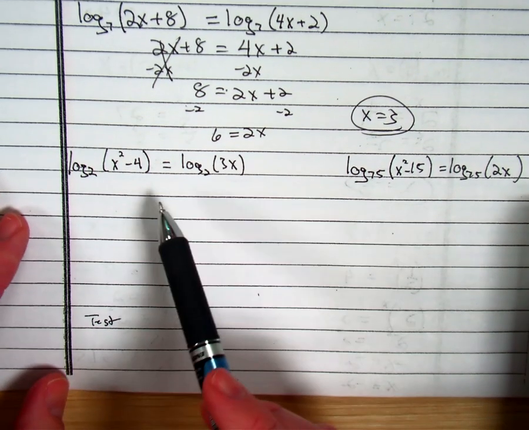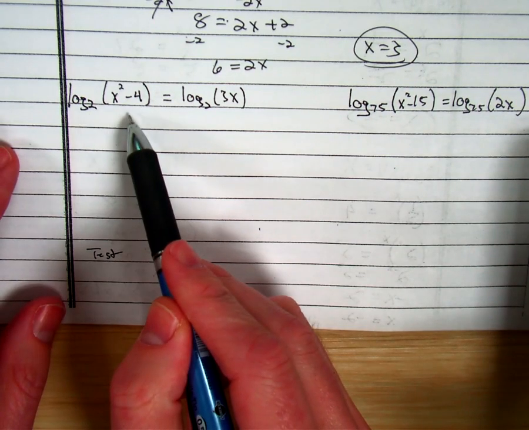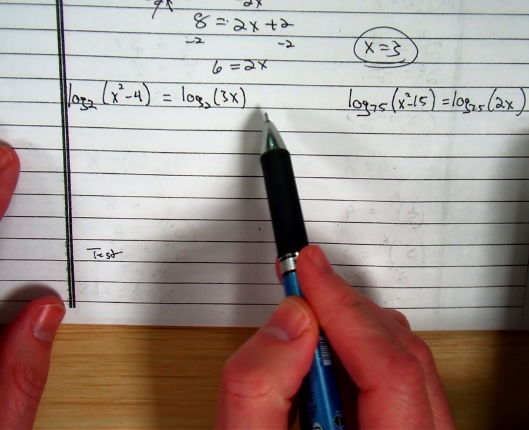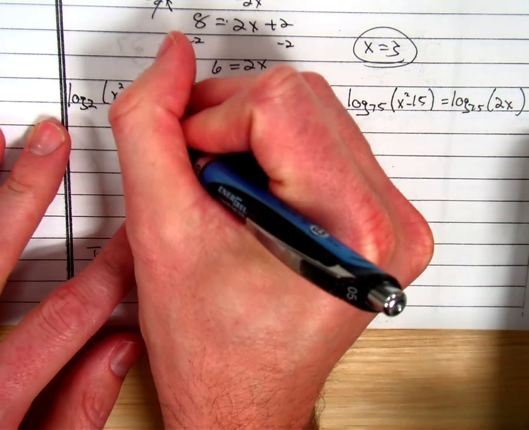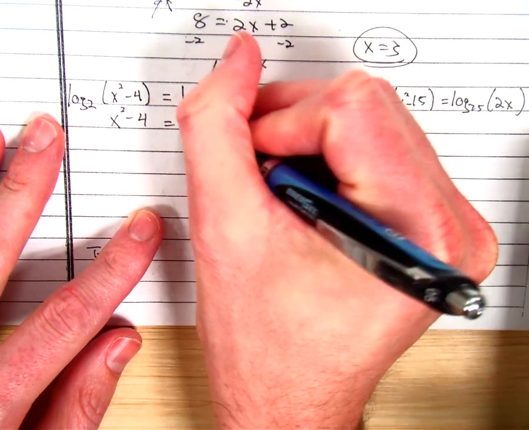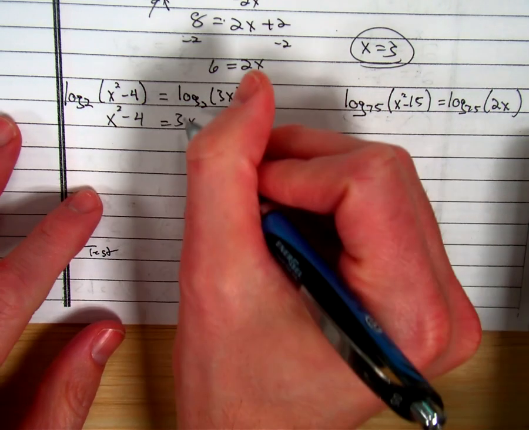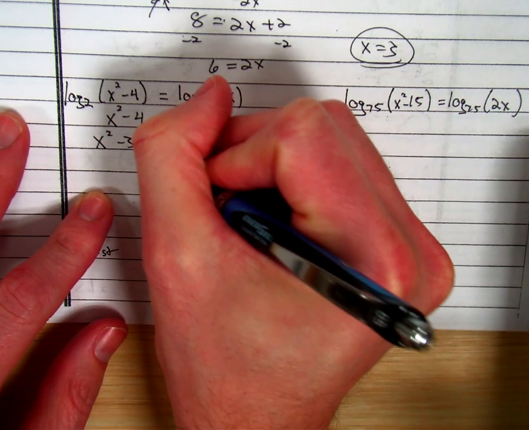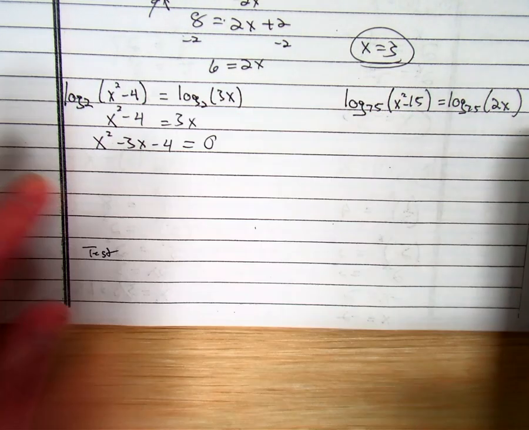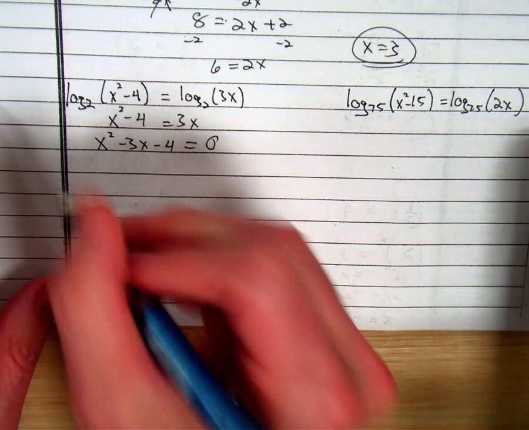Let's see what happens when x squared gets involved. Okay, log base 2 of something equals log base 2 of something else. That means these two pieces need to be exactly the same. X squared minus 4 equals 3x. Here we go again, more factoring. Let's get everything on the same side. We're going to subtract that 3x over. So we have x squared minus 3x minus 4 equals 0.